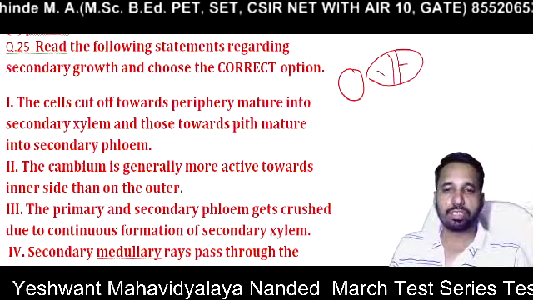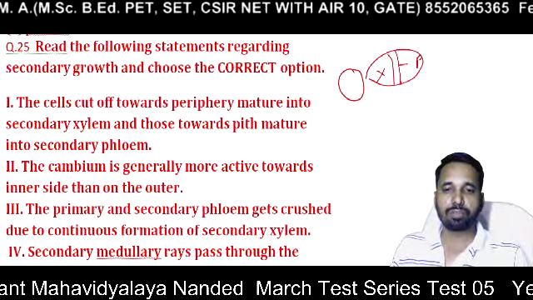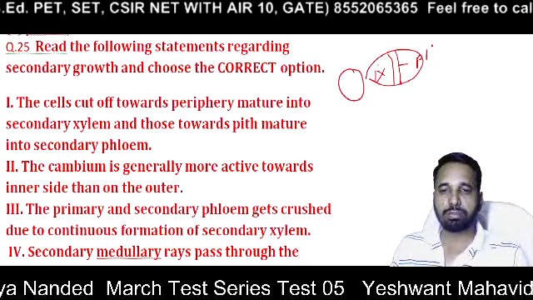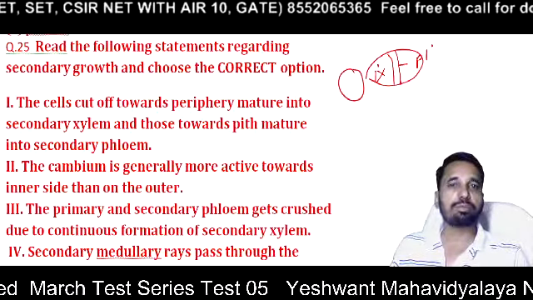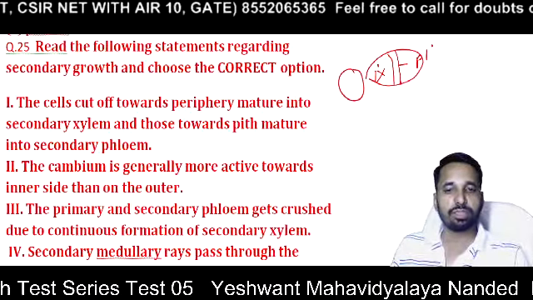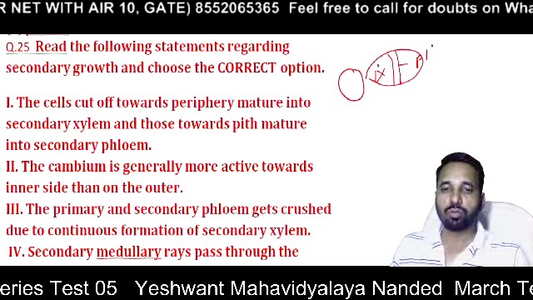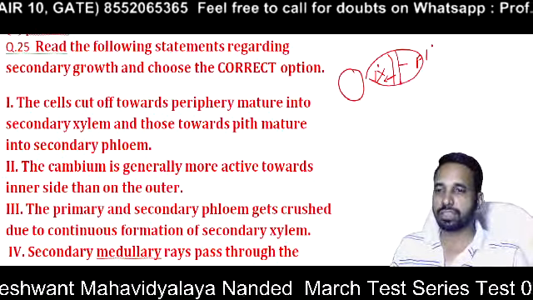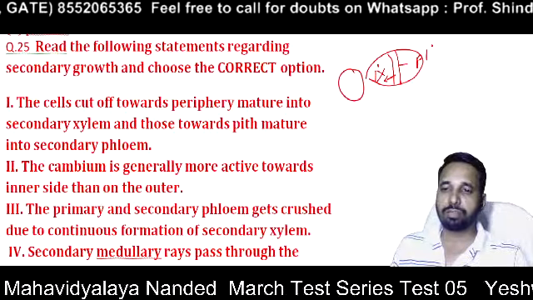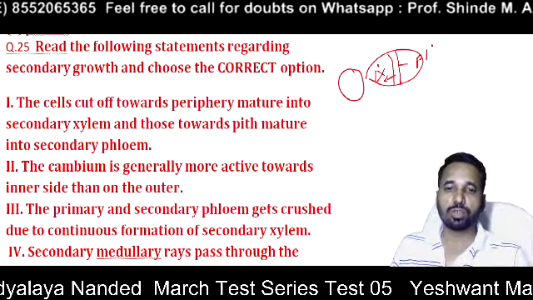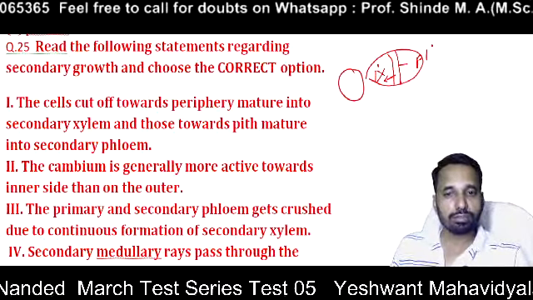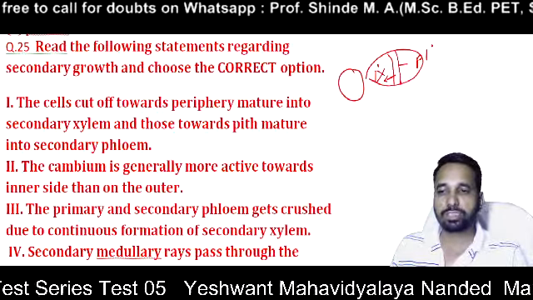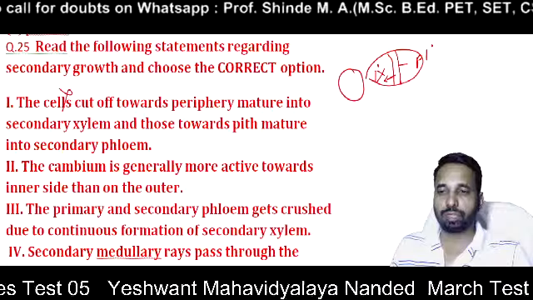Now already here it is a xylem, here it is a phloem. So these are, you can say, primary xylem and primary phloem. Primary xylem toward the pith, primary phloem toward the periphery. Fine. So whatever differentiates toward inside will be secondary xylem. What is given in this statement? Cells cut off toward the periphery mature into secondary xylem. No, the cells which are cut off toward the periphery are secondary phloem and not secondary xylem. So this statement is wrong.